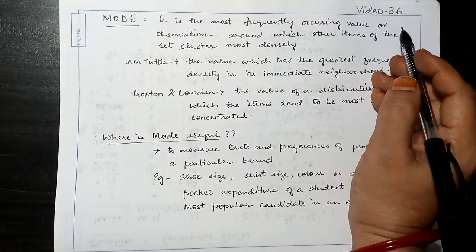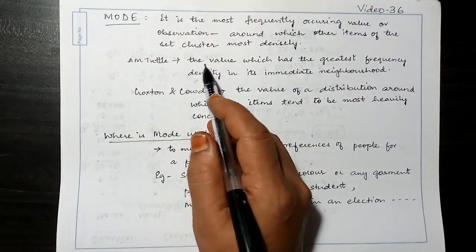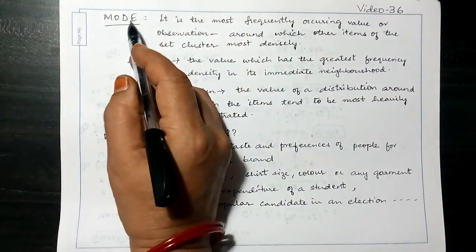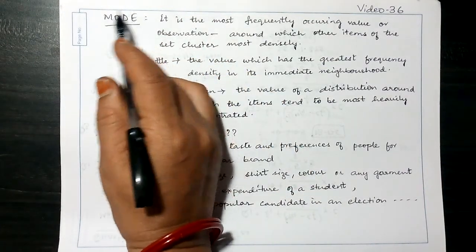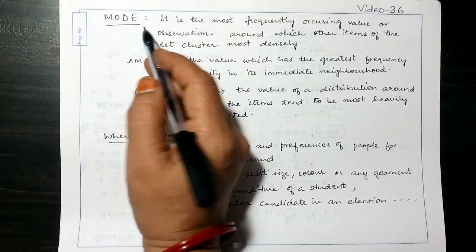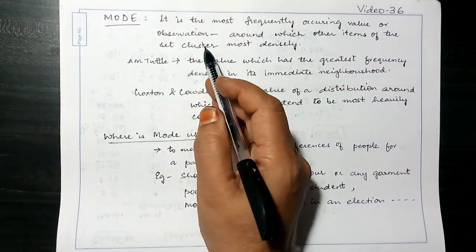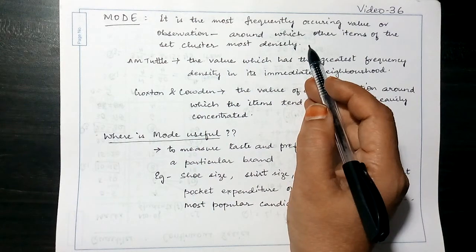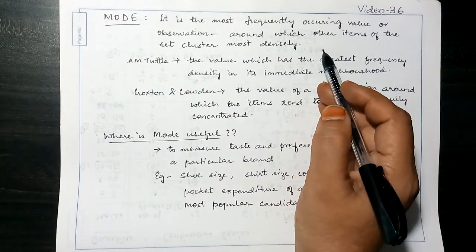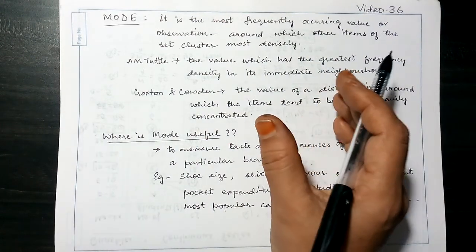Today in our video number 36, we are going to learn another measure of central tendency, mode. What is mode? By definition, it is the most frequently occurring value or the observation around which other items of the set cluster most densely.